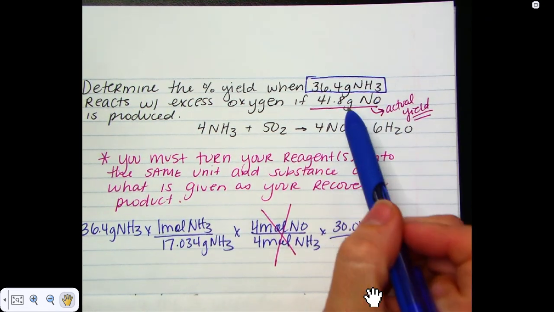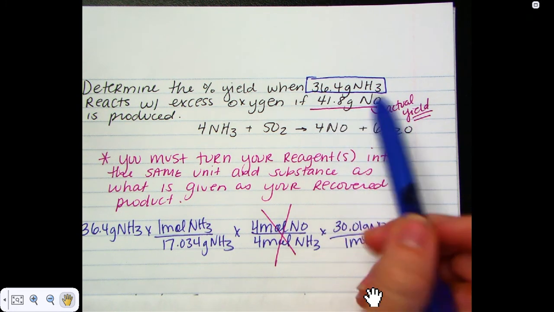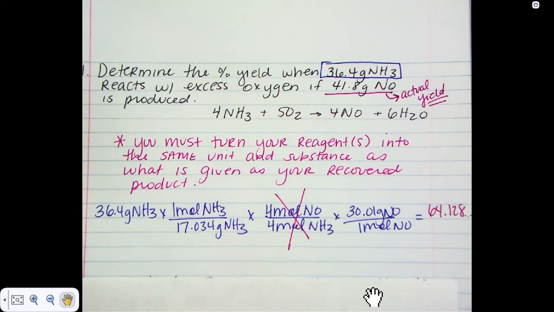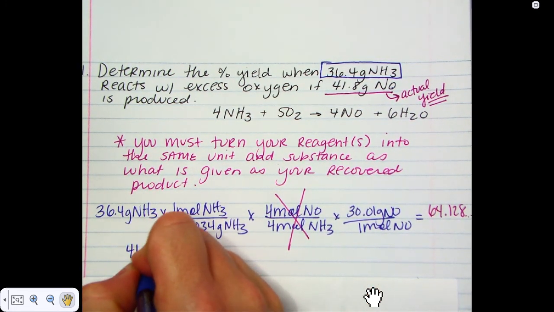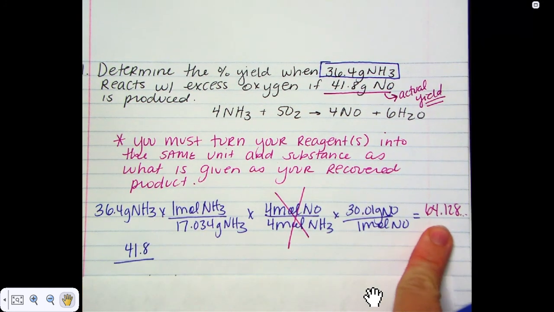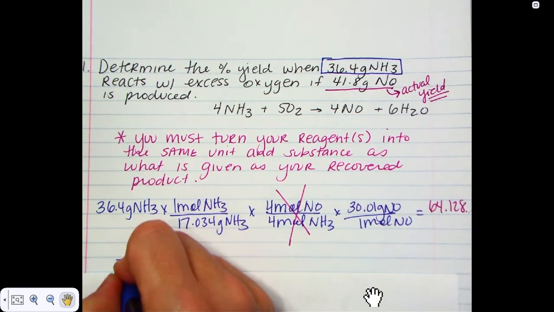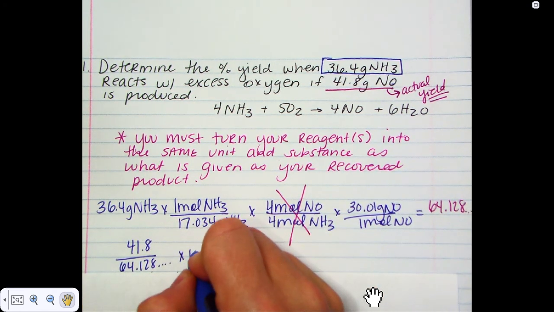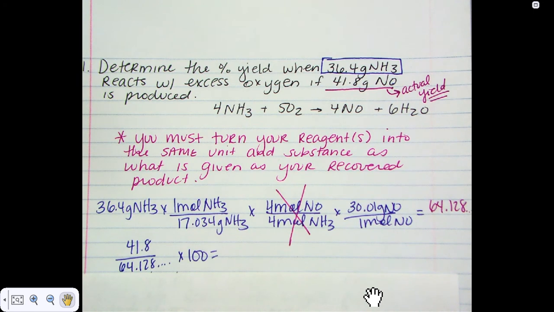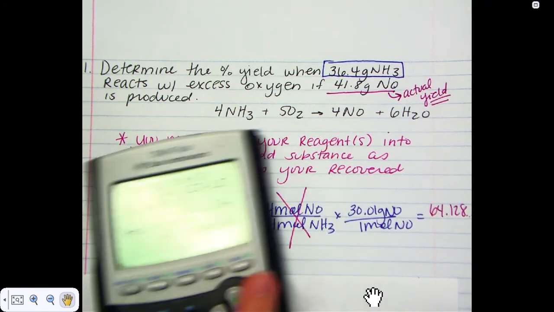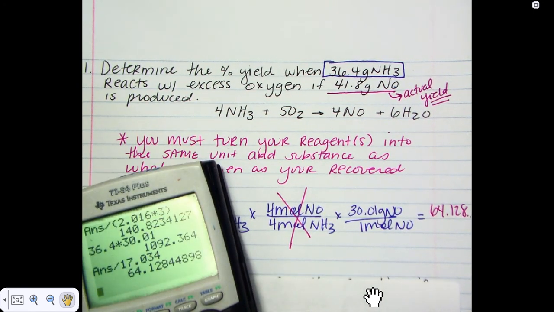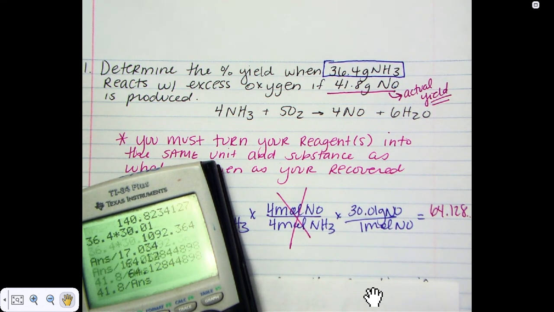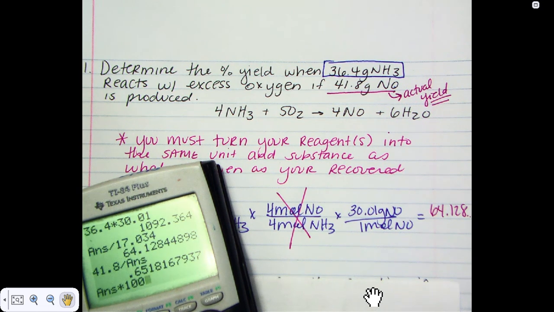So how do I set up the percent yield portion? 41.8 is what I actually recovered. So that goes on top, divided by what stoichiometry says I could get, 64.128... That whole number times 100 is the percent. So I'm going to keep the whole number in my calculator, and I'm going to go 41.8 divided by second answer times 100.